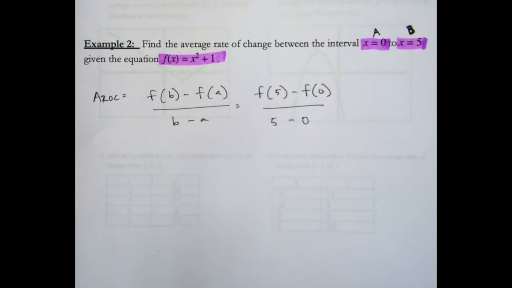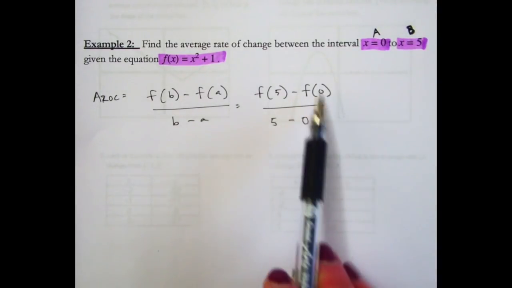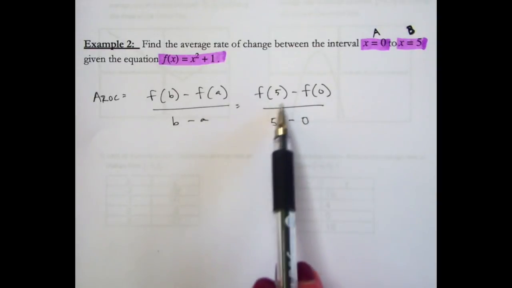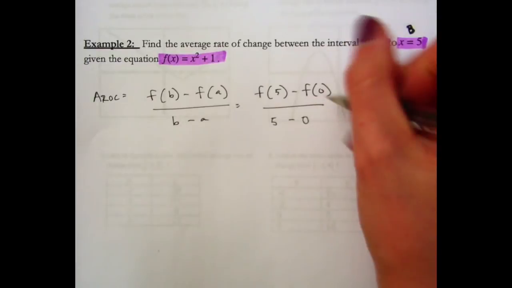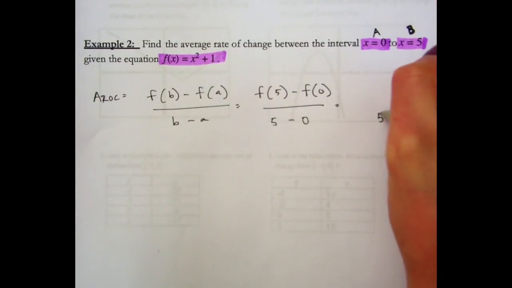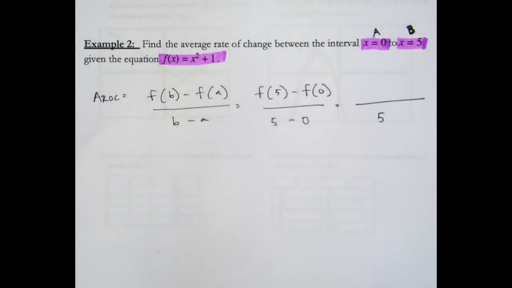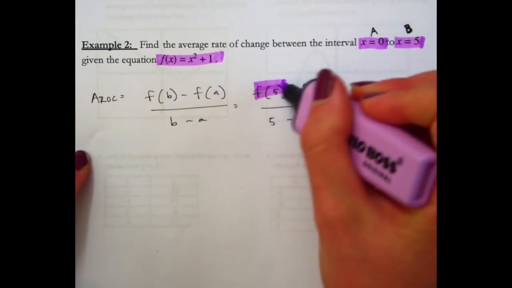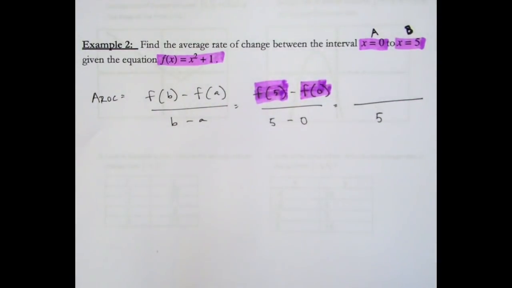Okay, so now I have this thing that I want to evaluate, f of 5 minus f of 0. I don't know how to evaluate this. I can't just subtract it. On the bottom, that's pretty easy. 5 minus 0 is just going to give me 5. But my question is, how am I actually going to evaluate this expression, f of 5, and plug in a number? And how am I going to evaluate that expression, f of 0, and plug in a number?